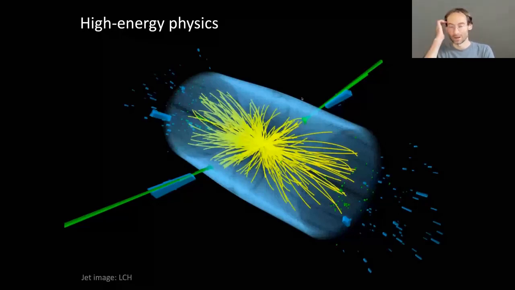And I was involved in a collaboration with the IceCube, a neutrino observatory, where we try to apply graph neural networks to detect astrophysical neutrinos.